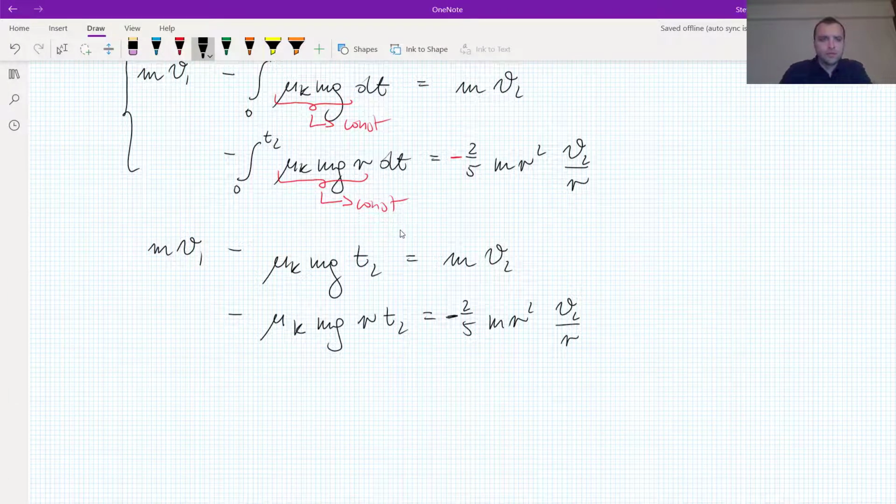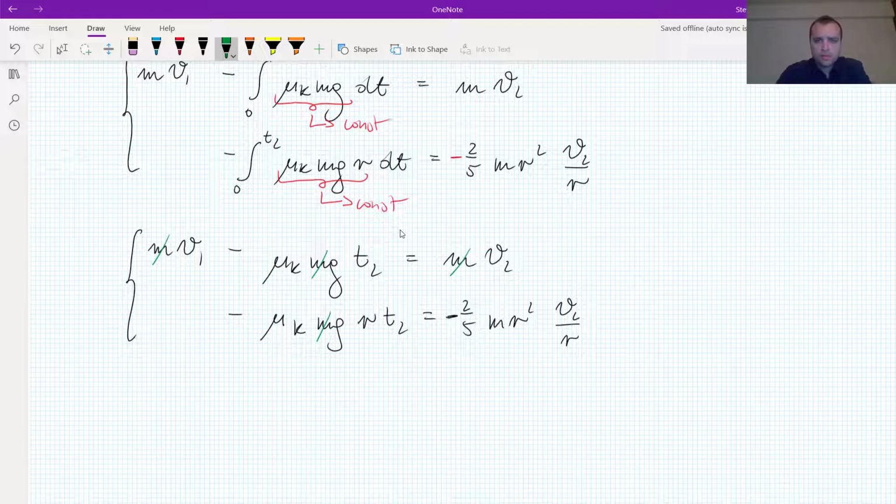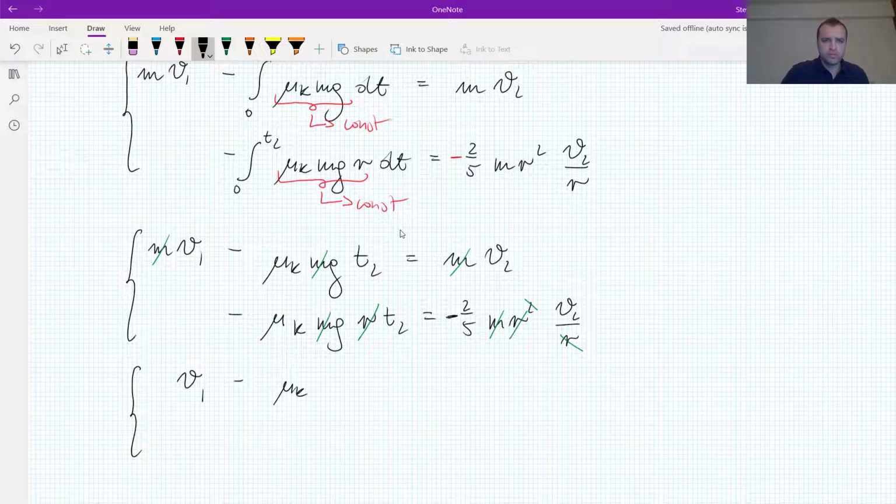Okay, I think that there are a couple of things in our equations that can be simplified. So I think that we can get rid of m, and in the second equation as well. M cancels out with m, this r cancels out with this r, and this r cancels out with this r. So let's rewrite those equations one more time, this time in a simplified version. So in here we'll have v1 minus mu k g t2, and this is equal to v2.